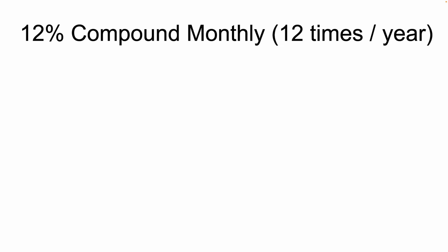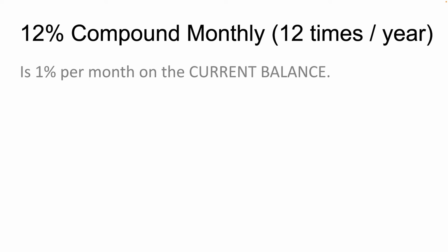In the account where 12% interest is compounded monthly, or 12 times a year, this account is paying 1% in interest per month on the current balance. But remember, with compound interest, each month when the interest is paid, it gets added to the balance. That becomes our new balance for the next month when again it earns 1% interest.